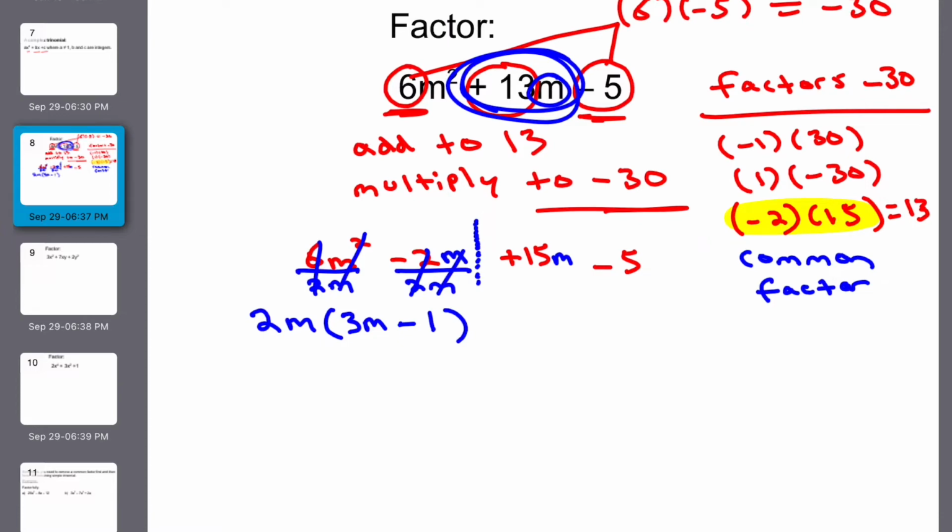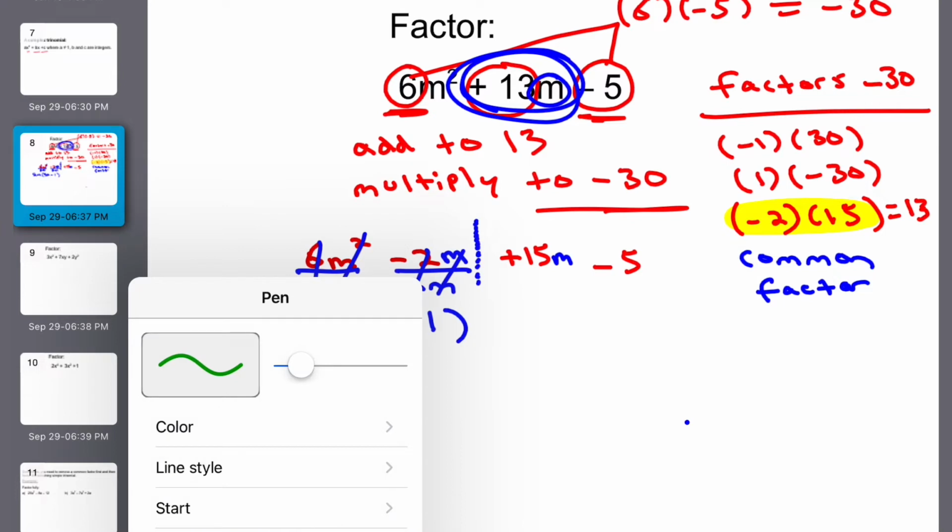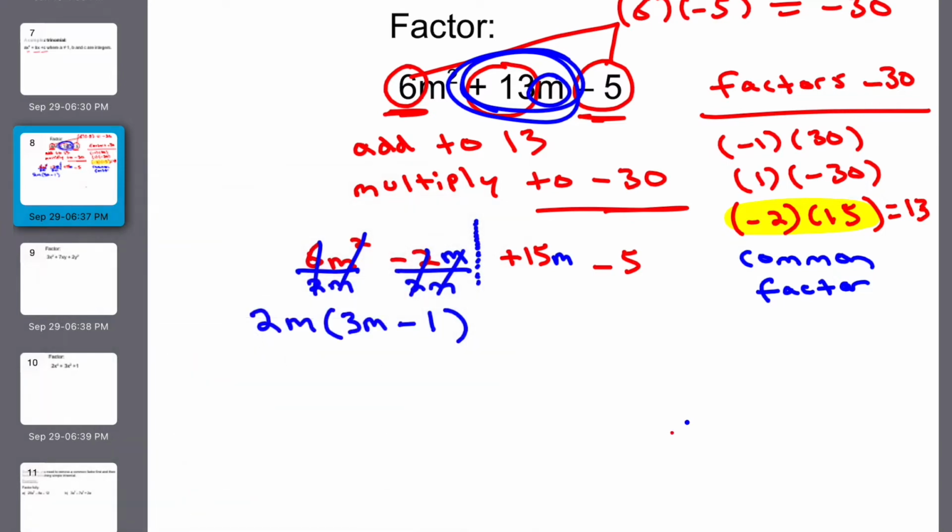Same thing, we're going to common factor the right side on its own. We have a +15m minus 5. Here we can take out a 5. Let's do this in a different color, not green, let's do red. We'll take out a +5. To find out what's left, we divide the original terms by 5 and get our remainder. So 15m divided by 5 is going to be 3m, and -5 divided by 5, of course, is going to be -1.